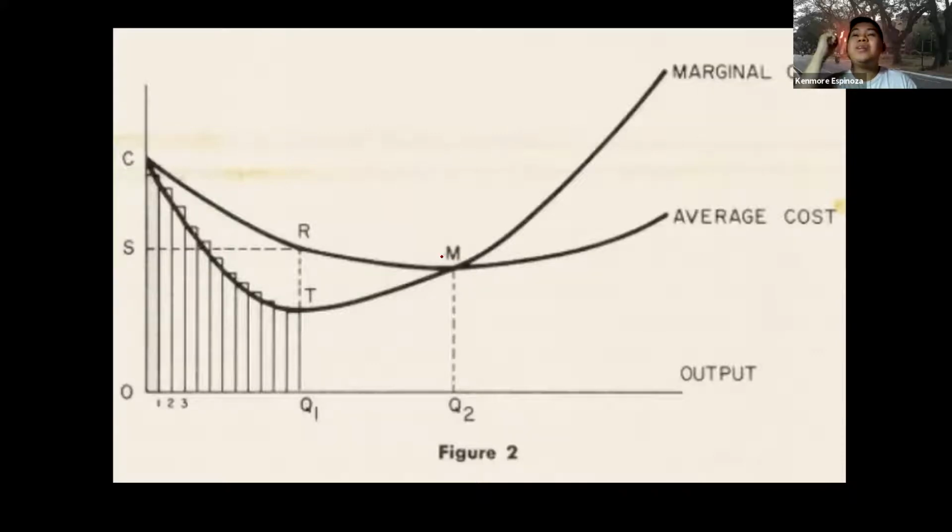Okay? And at the point wherein your average is constant, or your average is at its minimum, then marginal is equal to average. At the point wherein your average is at its minimum, or it reaches a point wherein equal siya, then that is the point also where your marginal and average are equal.